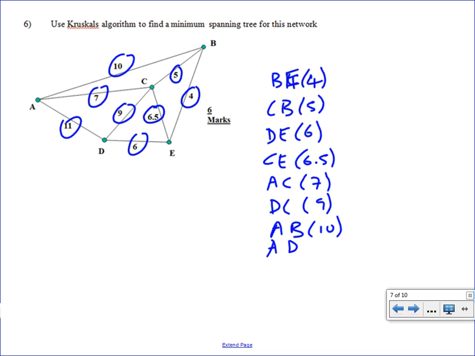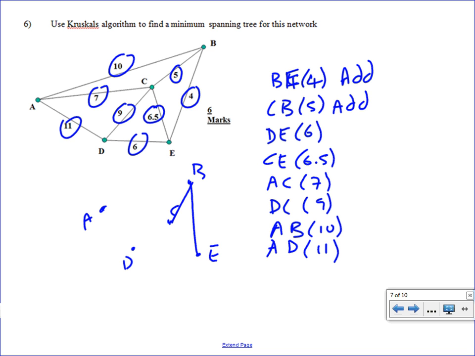And now we can start just adding and rejecting. So let's add in BE straight away. Put my dots here so I can track what's going on: D, C, E. What have I added? BE. That's now added. CB I can also add. That's not going to be a problem. DE I can also add.